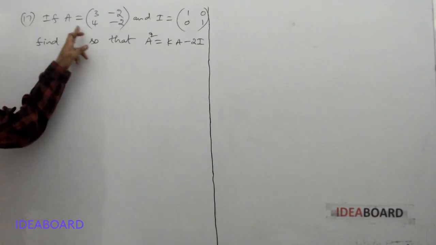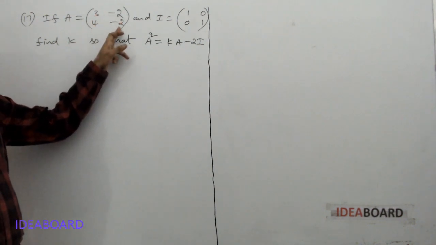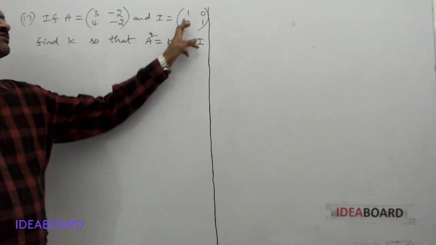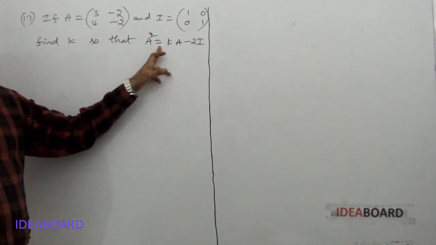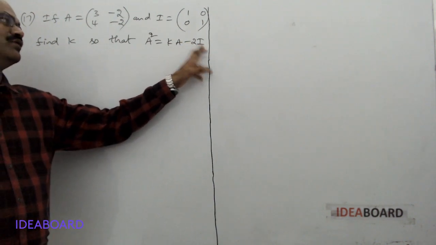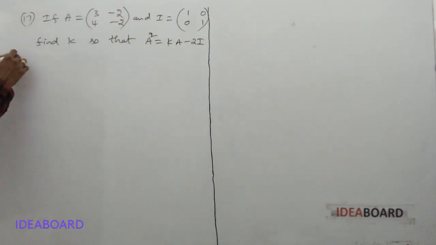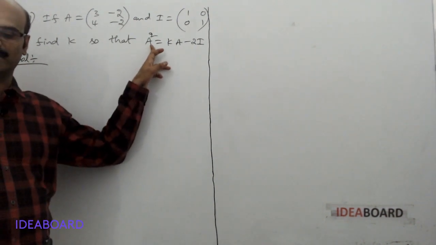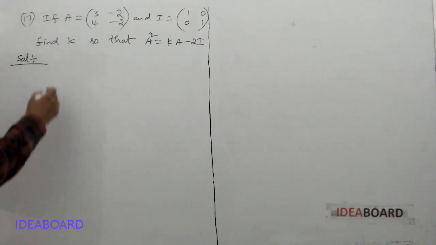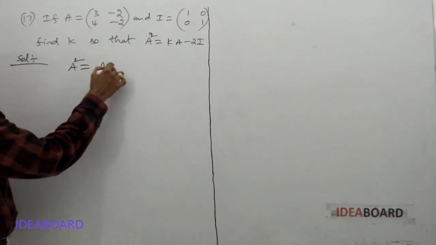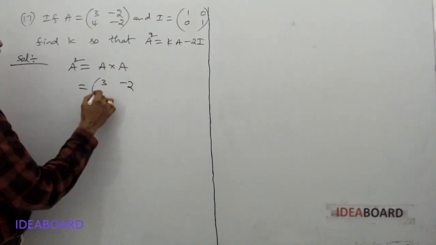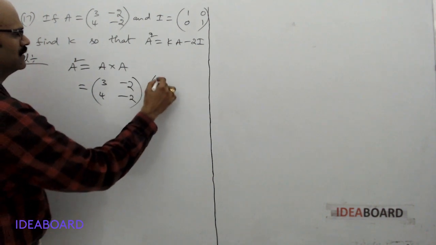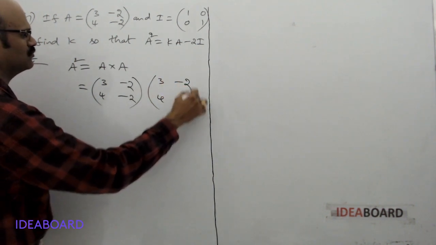If A equal to the matrix 3 minus 2, 4 minus 2 and I equal to 1, 0, 0, 1, find the value of k so that A square equal to k into A minus 2 into I. Solution. First we have to find A square. A square means A into A. Here the matrix A equal to 3 minus 2, 4 minus 2 into 3 minus 2, 4 minus 2.